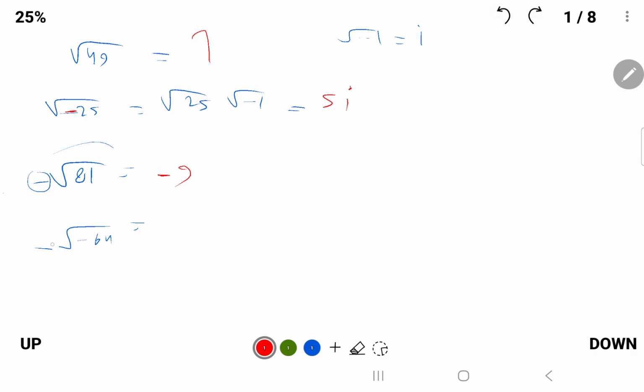Now here we have a negative here and here. So first, this can be written as minus square root 64 times square root minus 1. Square root 64 is equal to 8, so minus 8, and square root minus 1 is equal to i. So this is the final answer.